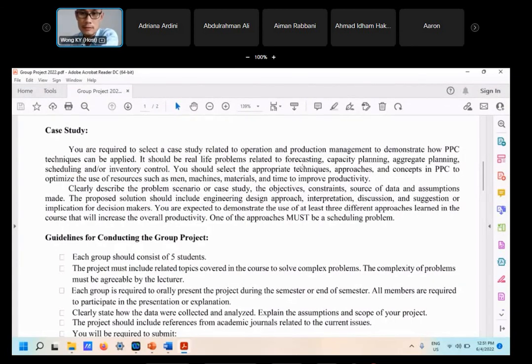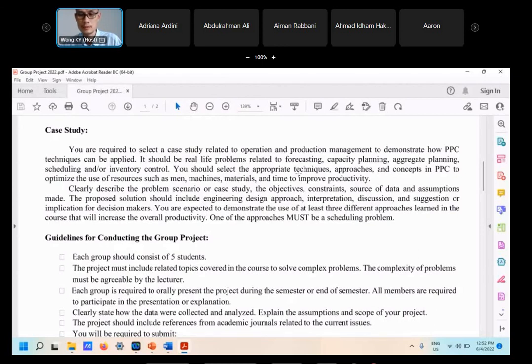When I say three different problems, it doesn't mean that you have to solve one problem on forecasting, another on capacity planning, another on aggregate planning, another on scheduling. Not like that. You are expected to demonstrate at least three different approaches. For example, you can focus on forecasting, and demonstrate two approaches there. Then the next one is scheduling, because scheduling is a must, so in scheduling you demonstrate another approach. That will make up three approaches. It doesn't mean that every chapter you need to demonstrate one approach.